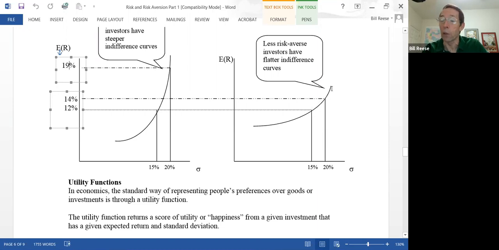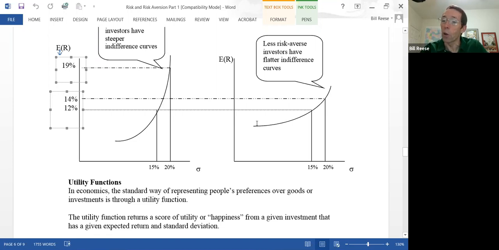It's a flatter indifference curve, indicative of the fact that they have a smaller A, a lower coefficient of risk aversion. So this investor is still risk averse, but they're not as risk averse as this one, okay? Steeper indifference curve means you have a bigger A, less steep indifference curve means you have a smaller A. This investor is more risk averse. They require more expected return as compensation for taking risk.